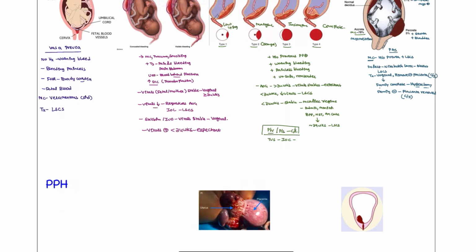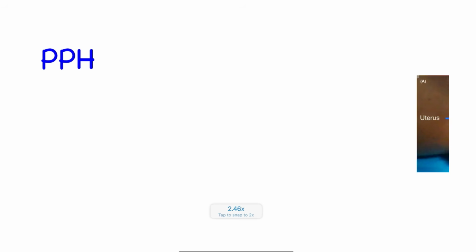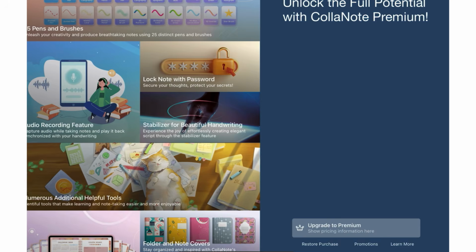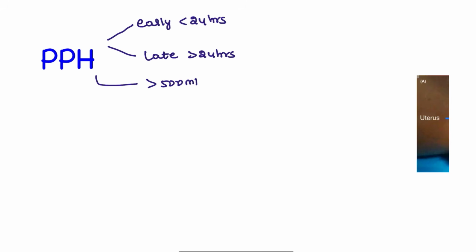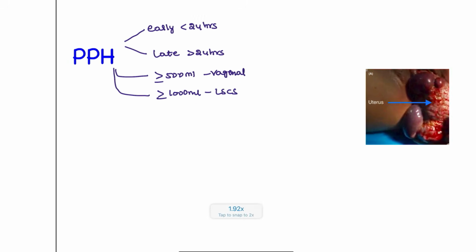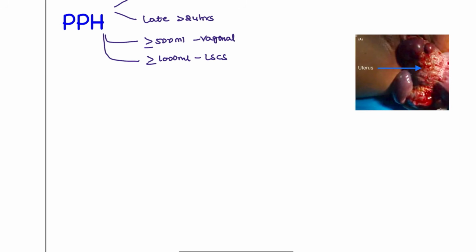The next condition that we will be discussing here is postpartum hemorrhage. Postpartum hemorrhage is divided into two types. One is early postpartum hemorrhage, less than 24 hours, and late postpartum hemorrhage, more than 24 hours. This is one criterion by which we can divide. The other is more than 500 ml in vaginal delivery, or more than 1000 ml in LSCS patients. If it is so, then we have to consider this as a postpartum hemorrhage.